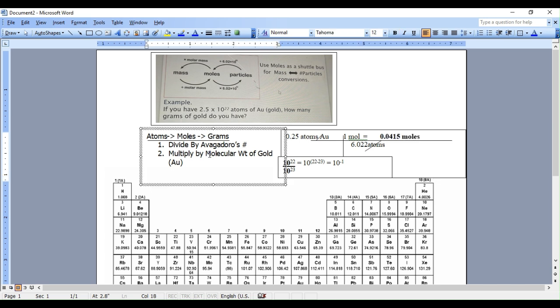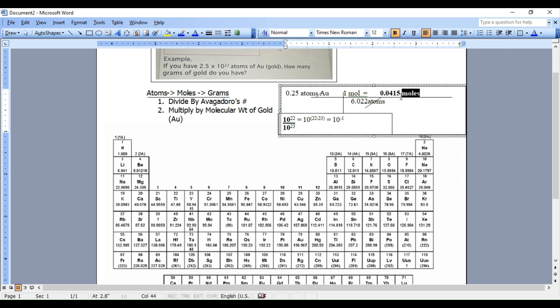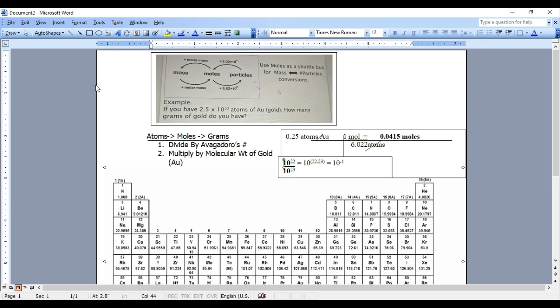How do we do that? We've got to use the periodic table, because in the periodic table, all these decimal numbers underneath are the grams per mole. And I've got a mole here. So what do I do next? Well, I've got to use dimensional analysis and turn moles to grams.